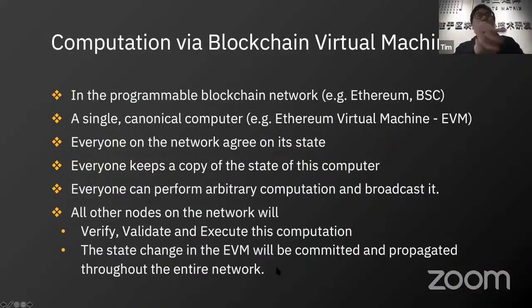Okay, so how is the computation on the blockchain achieved? Basically, the idea introduced is a blockchain virtual machine. In the programmable blockchain network, there's always a single canonical computer, such as the Ethereum Virtual Machine, namely EVM, right? Everyone on this network agrees on its state. Everyone keeps a copy of the state of this computer, and everyone can perform a computation and broadcast it. All other nodes on this network will verify, validate, and execute this computation. That makes sure the computation is not malicious, right?